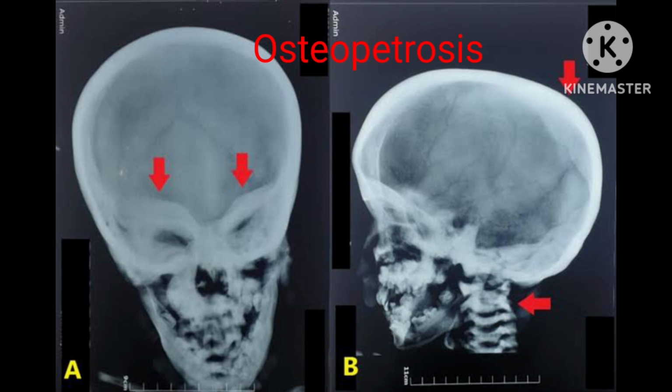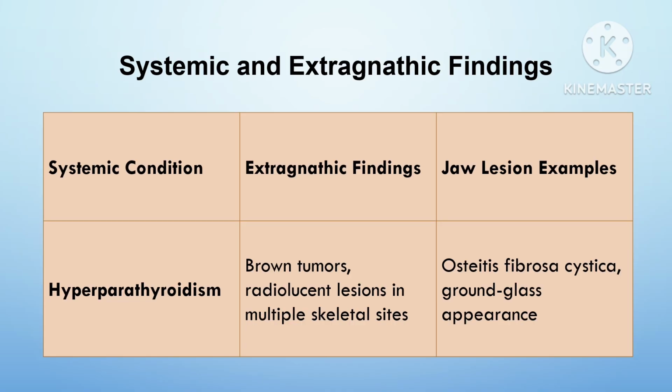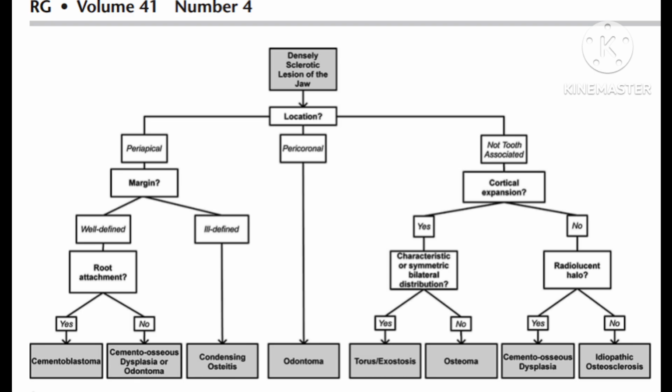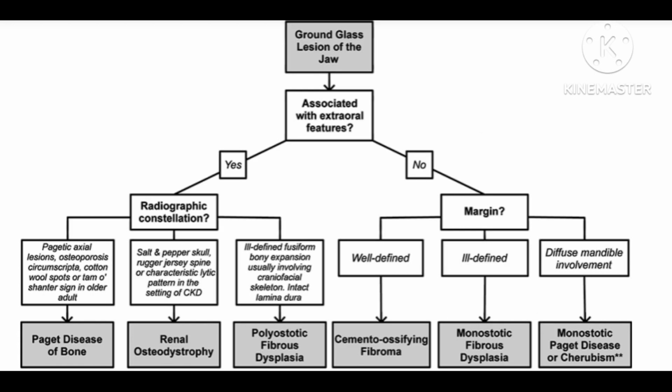Osteopetrosis may appear as a generalized radiopacity due to increased bone density. Hyperparathyroidism can lead to brown tumors causing radiolucencies, but may have sclerotic changes in some areas as well. Please go through the charts provided here. This will provide you a practical guide to help you make a differential diagnosis of various radiopaque lesions.